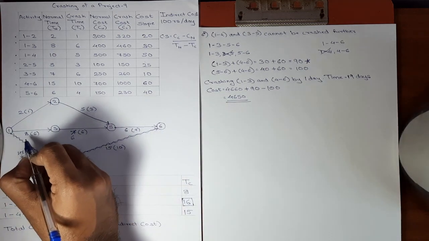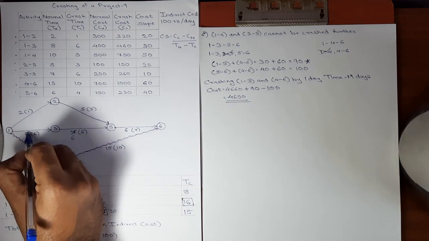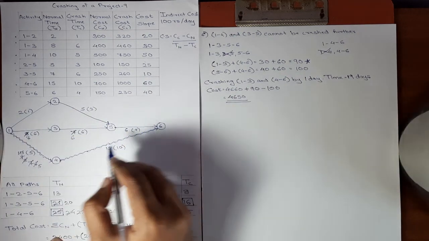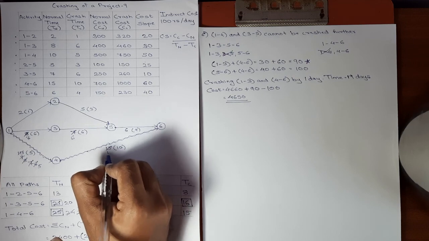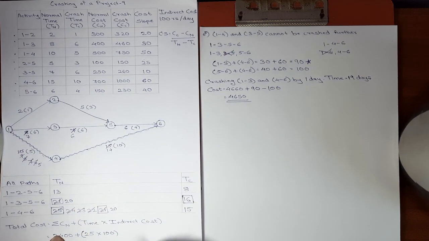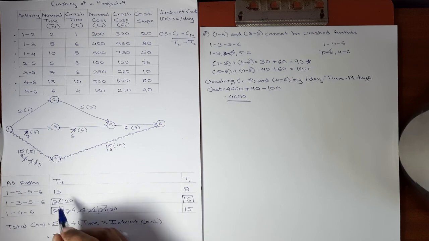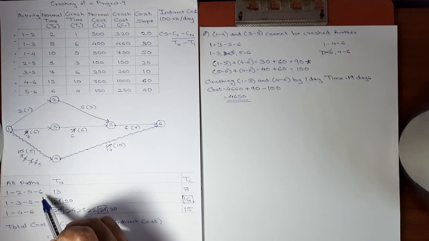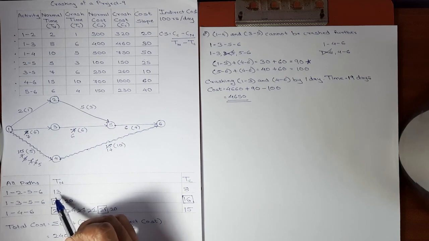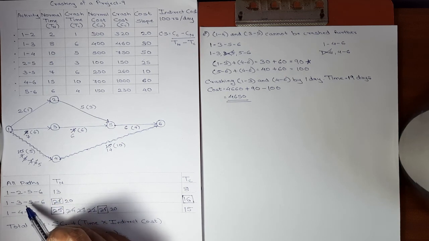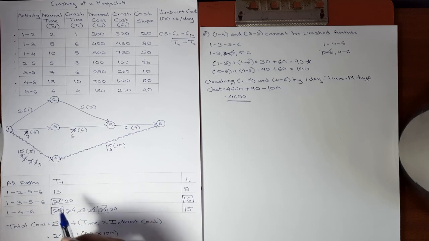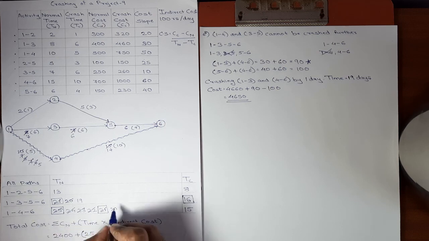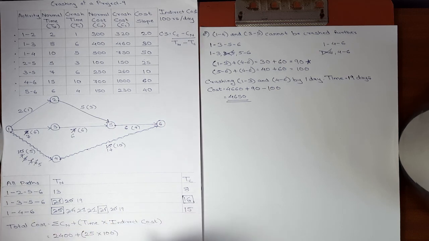1, 3 here. The normal duration is 8. Now it will become 7. And 4, 6. This one. Normal duration is 15. Now it will become 14. We'll also update the paths. Activity 1, 3 and 4, 6 does not come in the first path. So the normal duration of first path will remain unchanged. 1, 3 comes in second path. So here 20 will become 19. And 4, 6 comes in the third path. Here also 20 will become 19.